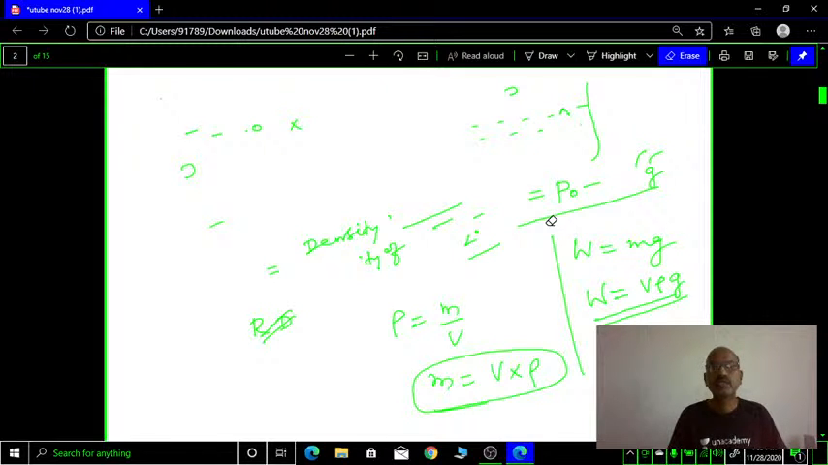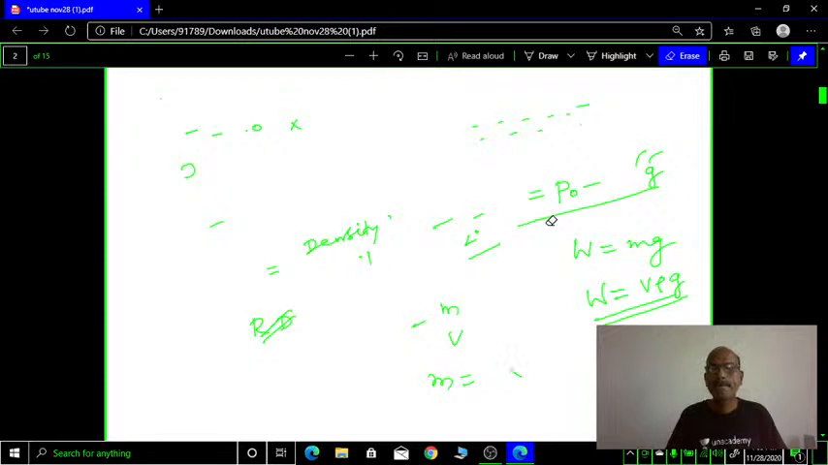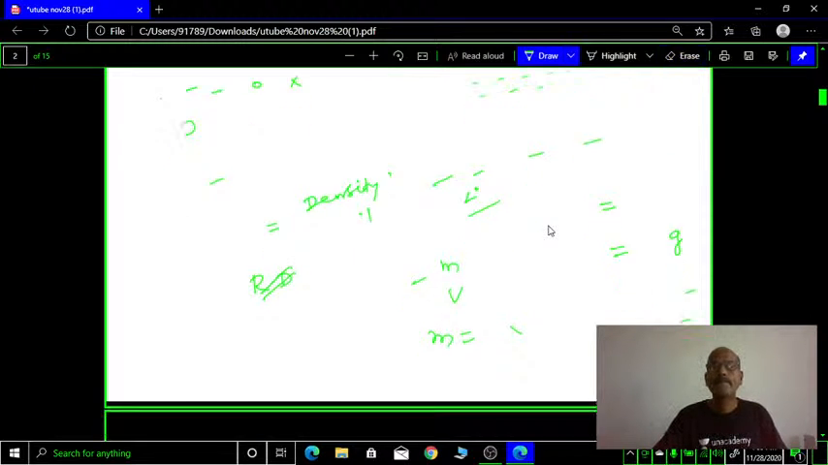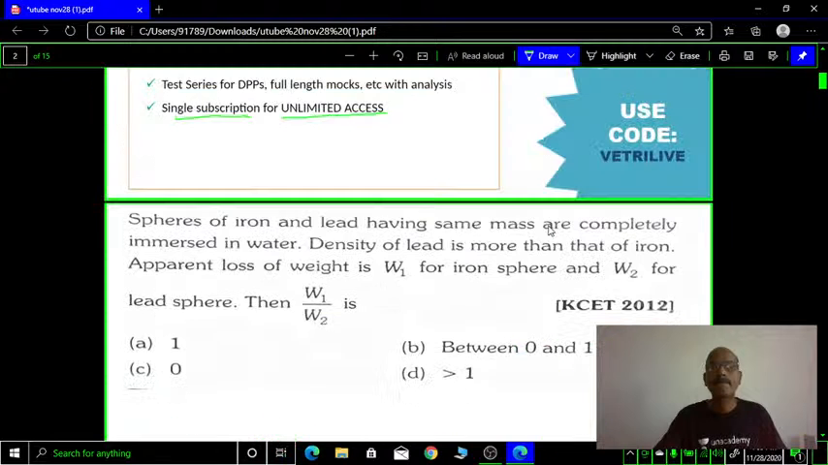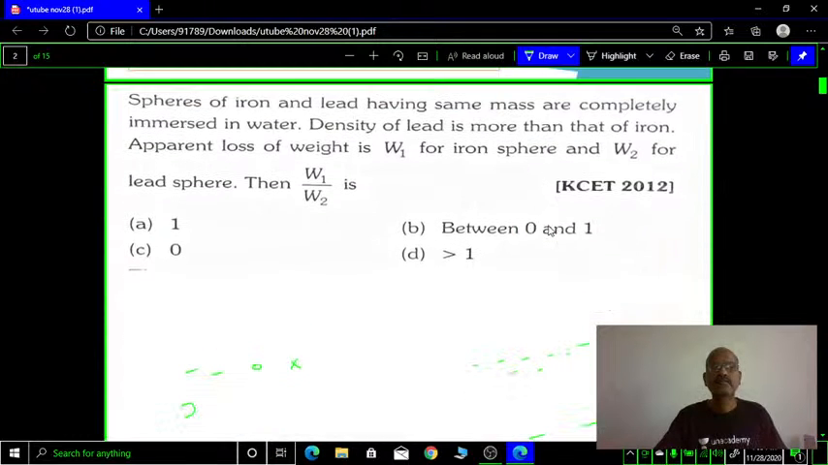So the first sum will go ahead now. Yes. Here is the first problem.